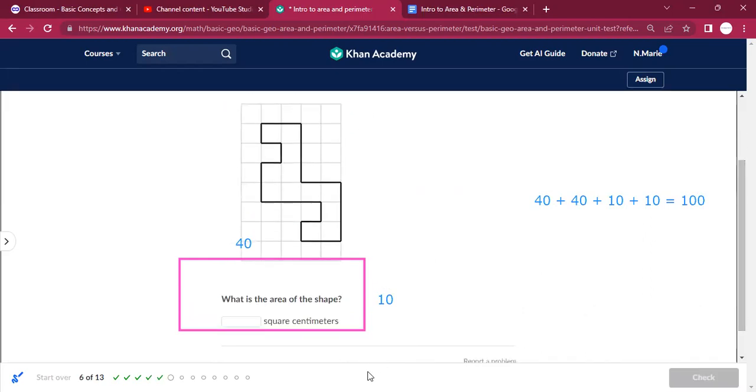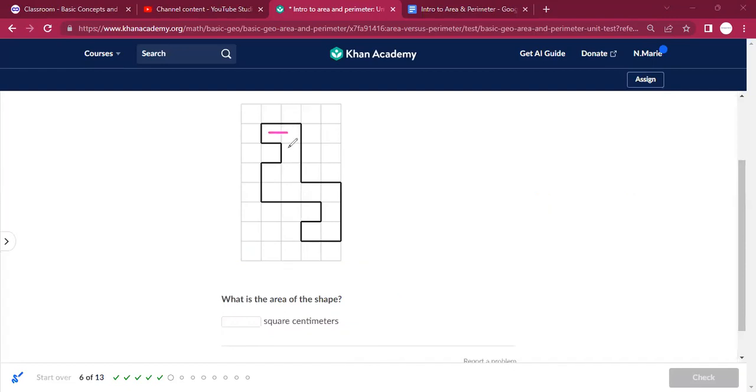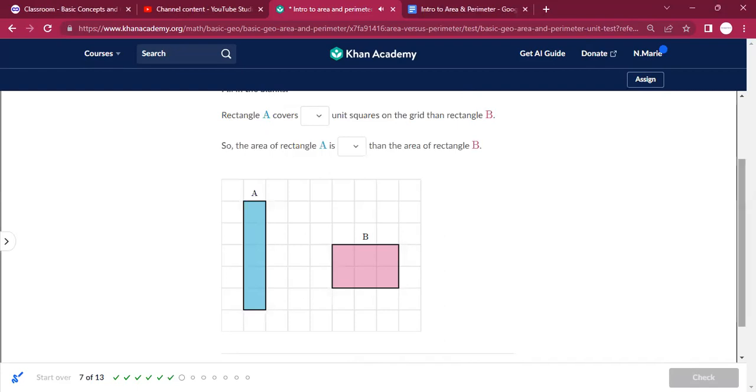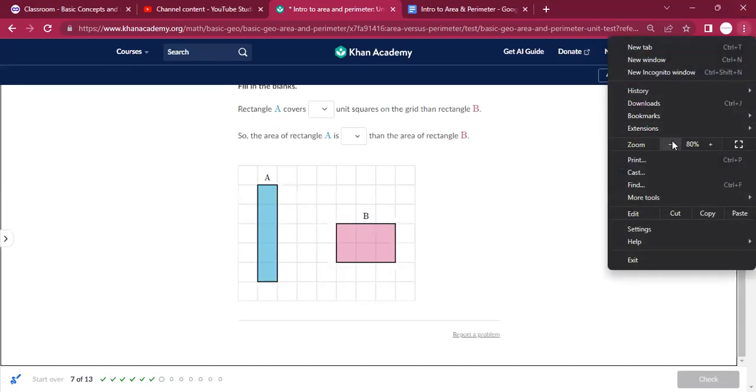Okay, so this is a bit of a weird shape, right? You can't do length times width or side times side, but you can add these. 1, 2, 3, 4, 5, 6, 7, 8, 9, 10, 11, 12. That's the area of the shape. You just count the squares, especially when you see it on the coordinate plane. Super easy.